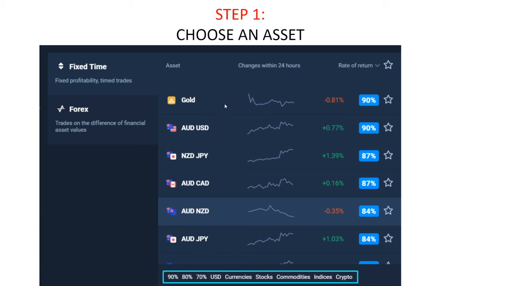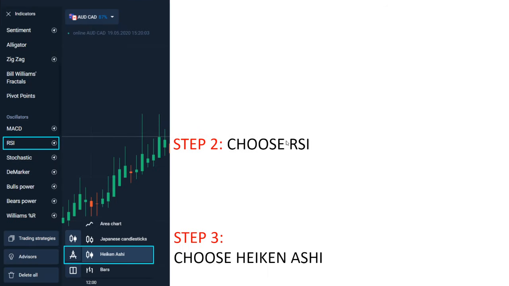So step 1, I do want to just go over a little bit briefly about this. You have to choose your asset. Don't forget that there are different currency pairs, there are different stocks, commodities, indices, and also cryptocurrency for you to choose from. You can also filter these by the rate of return. That's the percentage that you can see right here. And of course, just as I mentioned before, we spoke about how to gain profit with fixed time trading and how to understand everything in our previous streams.